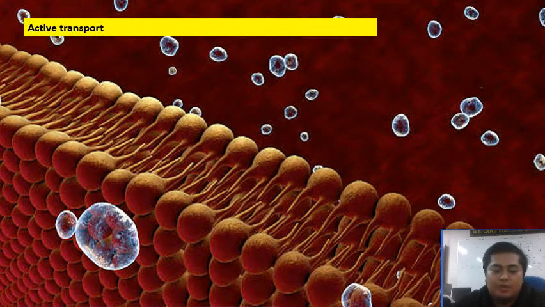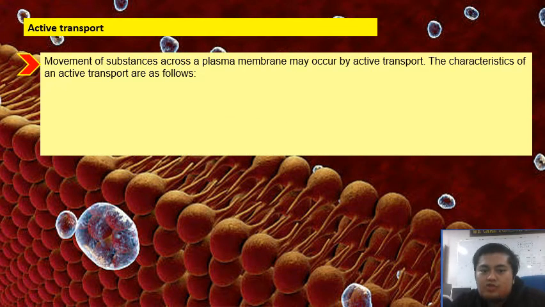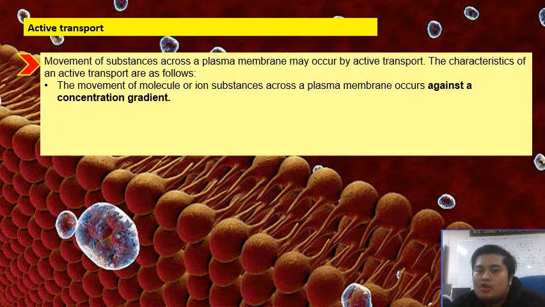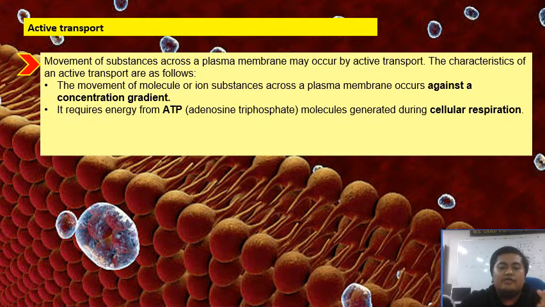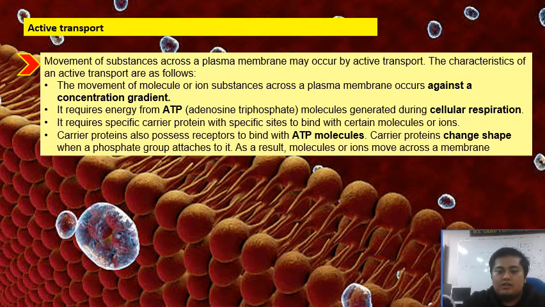Sekarang kita tengok active transport pula. So untuk active transport, the movement of substances across the plasma membrane may occur by active transport. So the characteristics of active transport are as follows. So the movement of ions or molecules across the plasma membrane occurs against the concentration gradient. Maksud against, tadi kalau korang perasan kita cerita pasal down the concentration, menuruni kecerunan. Kalau yang ni dikata against pula. So it requires energy in the form of ATP molecules that is generated during cellular respiration. So it requires specific carrier protein with specific site to bind with certain molecules or ions.